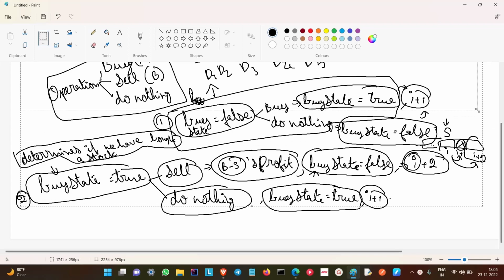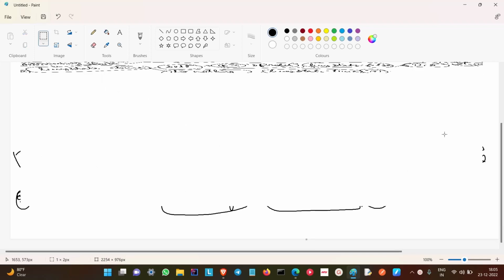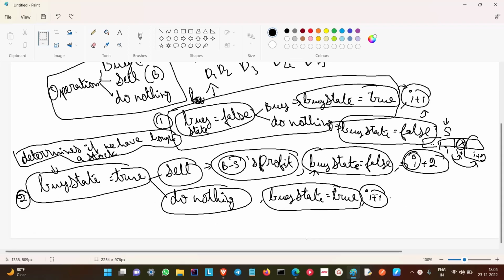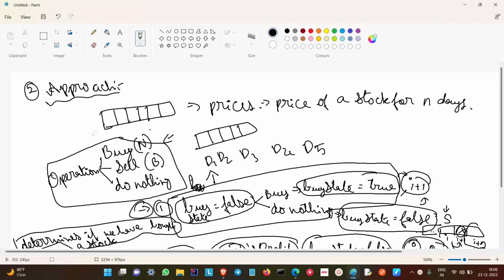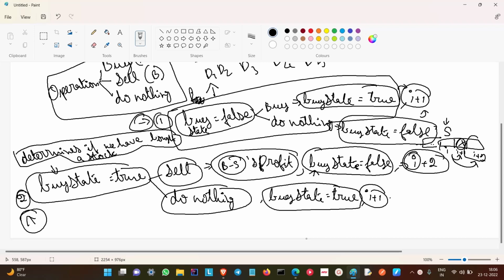This is our core logic, and we are going to utilize these two steps, step one and step two, in this approach. Yeah, this is all about our approach and the time complexity. We'll move to the next slide.